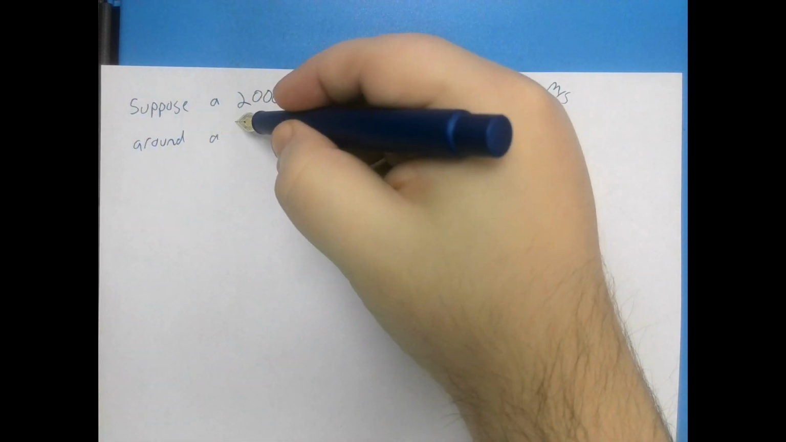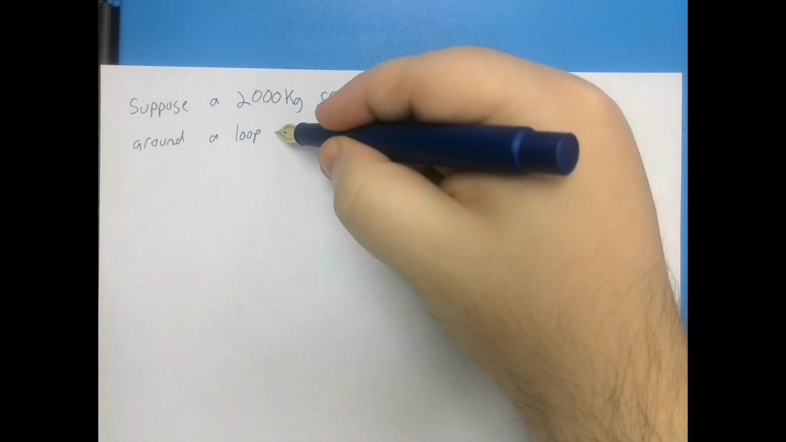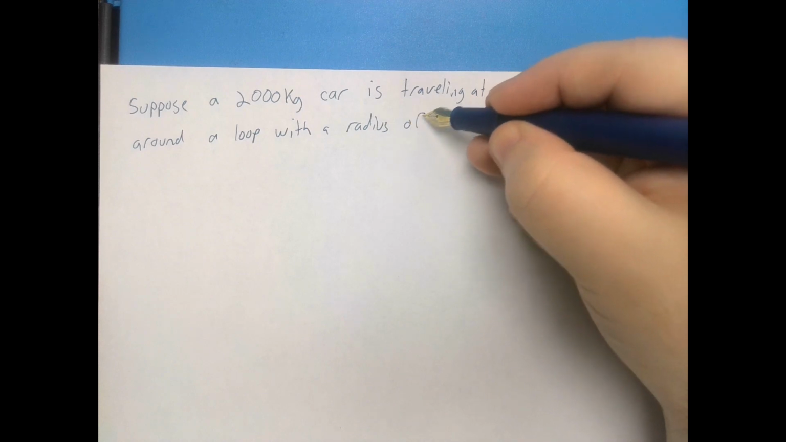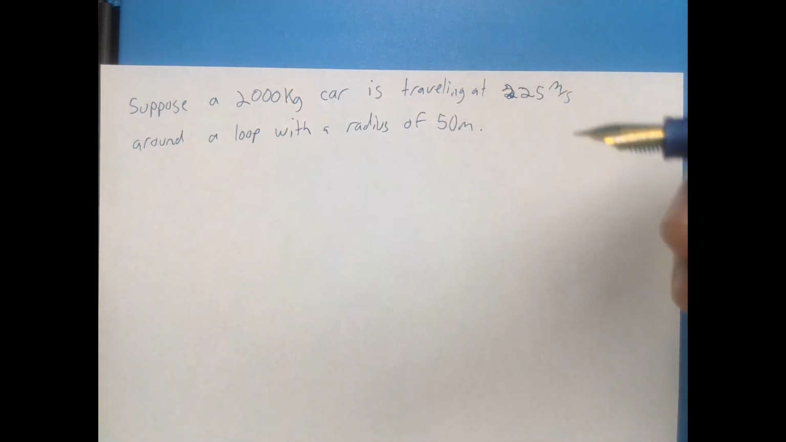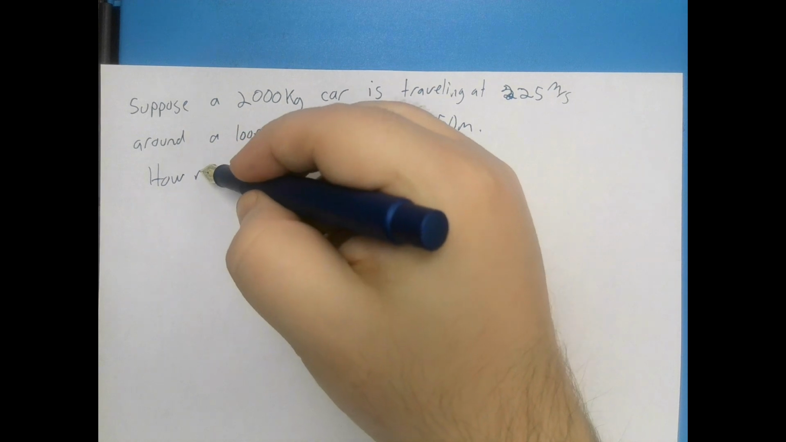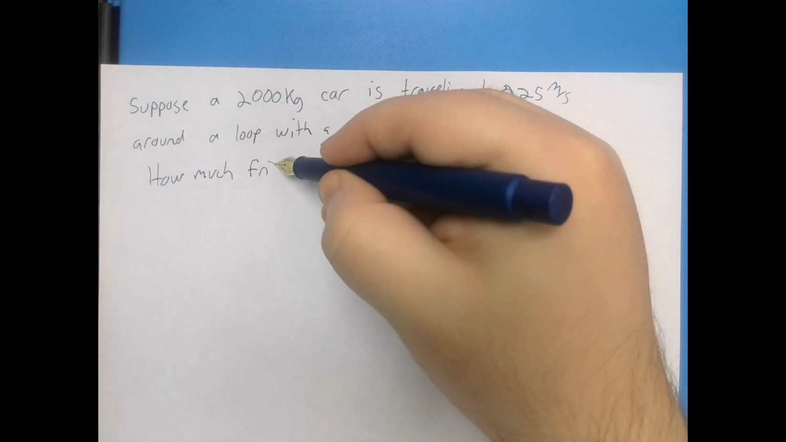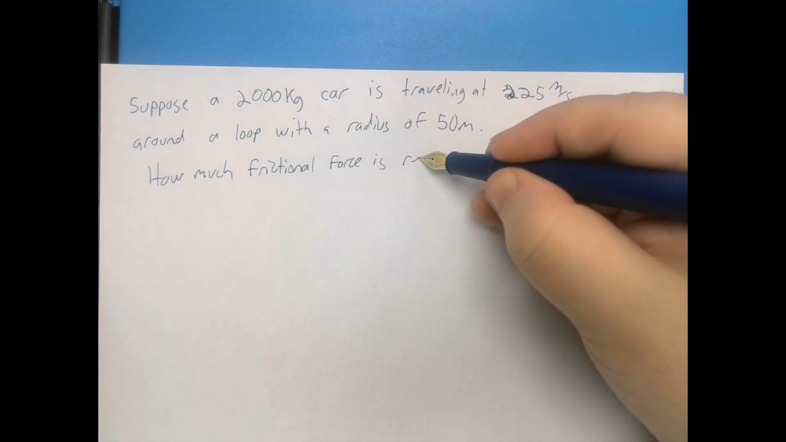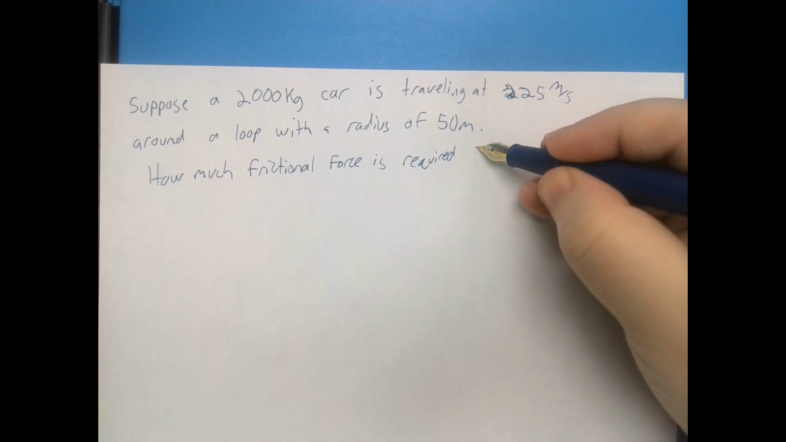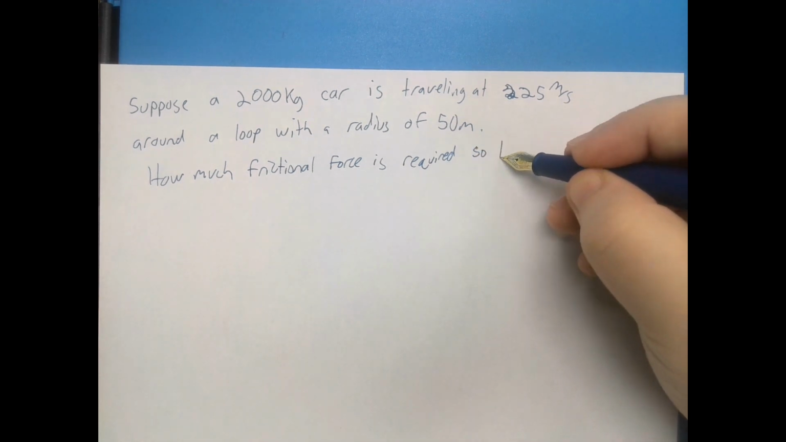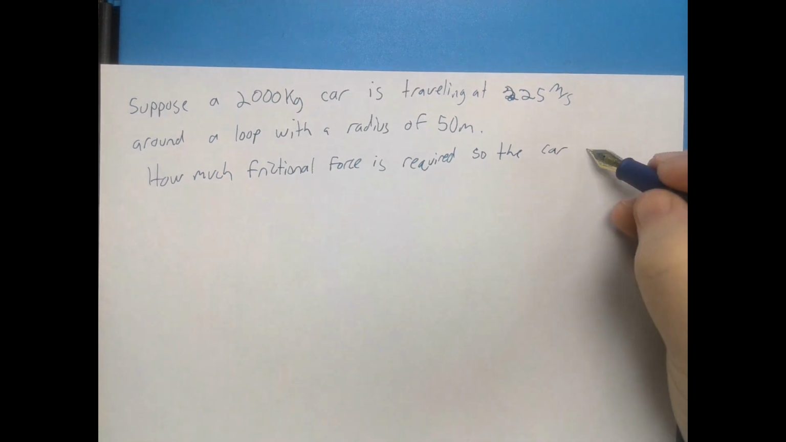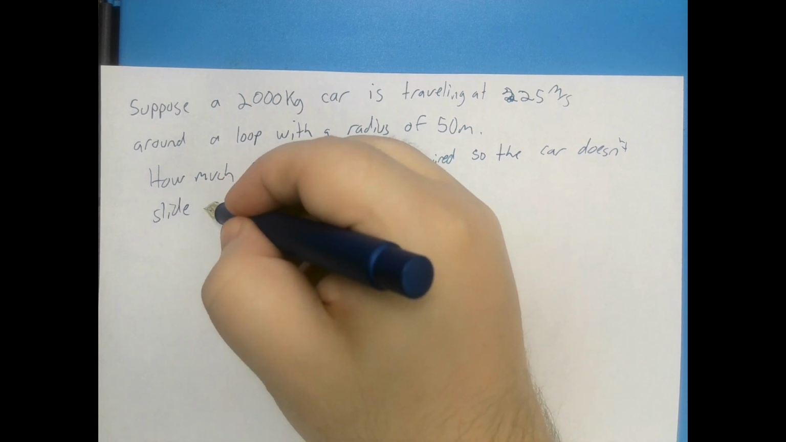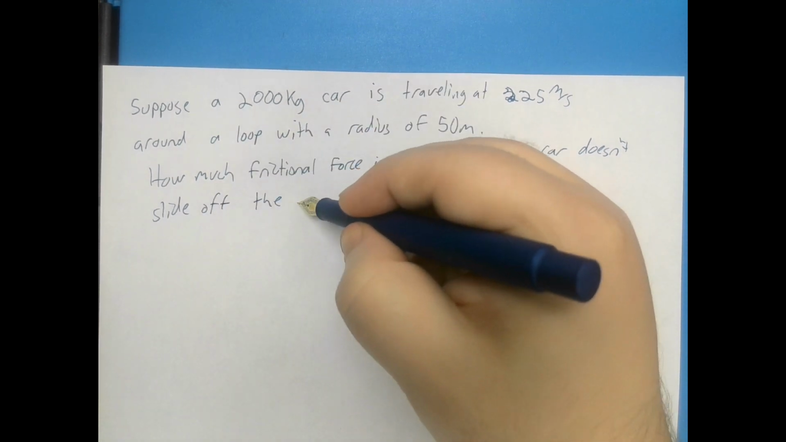Around a loop or circle with a radius of 50 meters. How much frictional force is required so the car doesn't slide off the road?